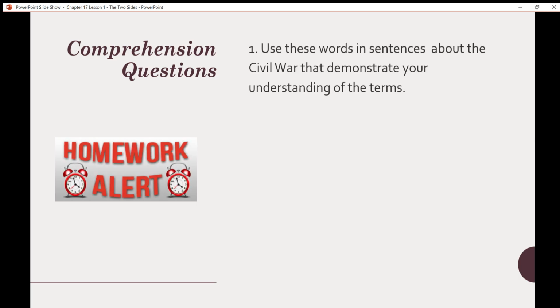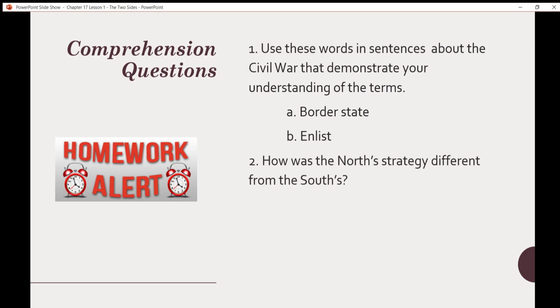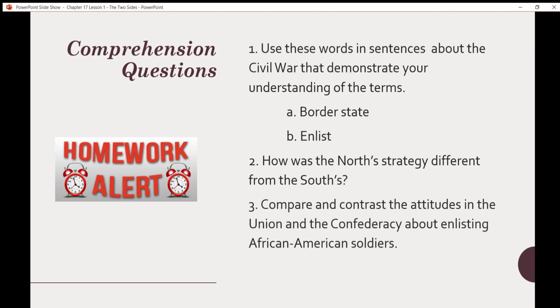Okay? Question 1. Use these words in sentences about the Civil War that show me that you understand not just the terms, but the Civil War. So use them in sentence examples describing the Civil War. The words are border state and enlist. Number 2. How was the North's strategy different from the South's? Number 3, compare and contrast the attitudes in the Union and the Confederacy about enlisting African American soldiers. And number 4, what was the goal of the Anaconda Plan?